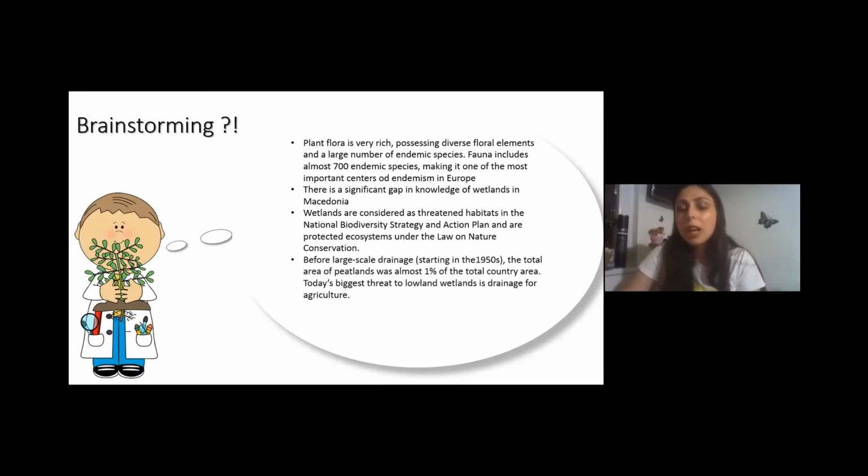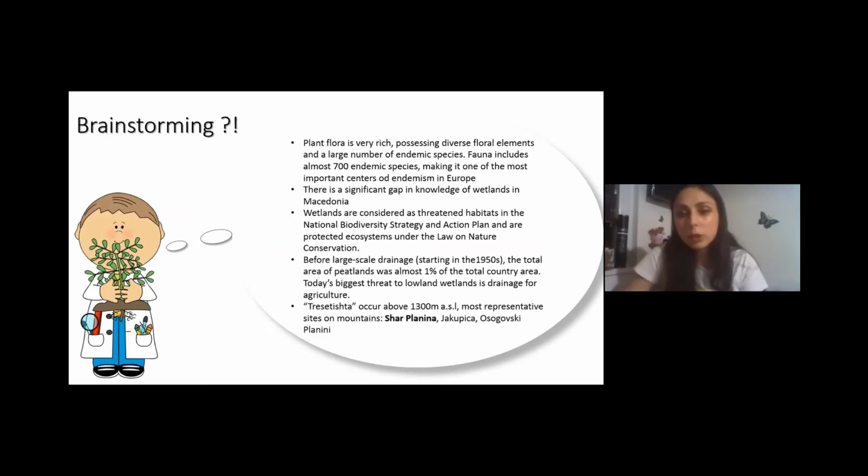So why high mountain mires? Because my previous knowledge about wetlands in Macedonia is that the lowland wetlands were pretty much drained on a large scale. They previously occupied around 1% of the total country area. And because my main interest is how ecosystems function, I wanted to take an ecosystem that is not anthropogenically disturbed. So that's why I switched to the mountain ecosystems.